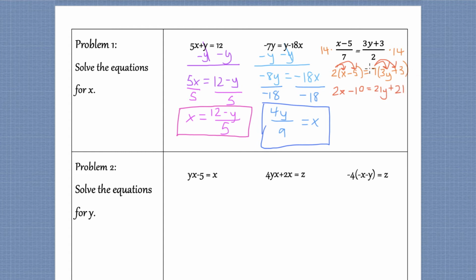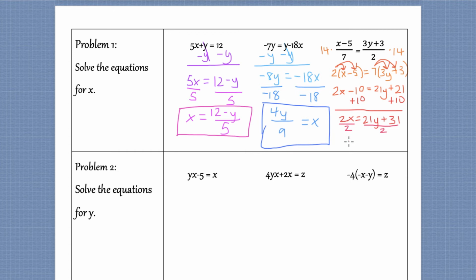And so now we have this equation and we're going to solve it for x. And so we're going to get this 2x term on its own by adding 10 to both sides, right here. And so now we have 2x is equal to 21y plus 21 plus 10, which is 31. And so now the last step is to divide by 2 to get that x just completely alone. So we're going to divide the left and the right side both by 2.